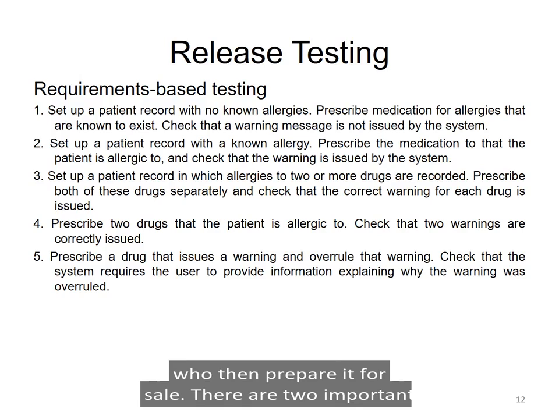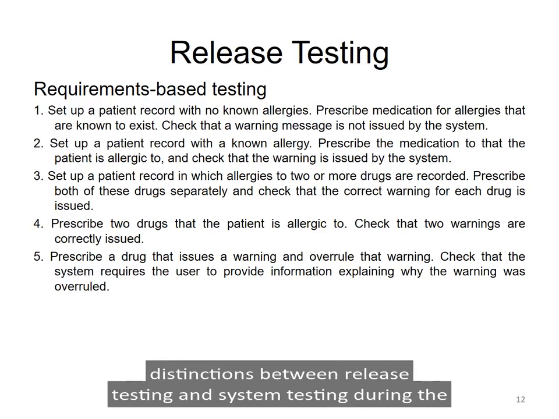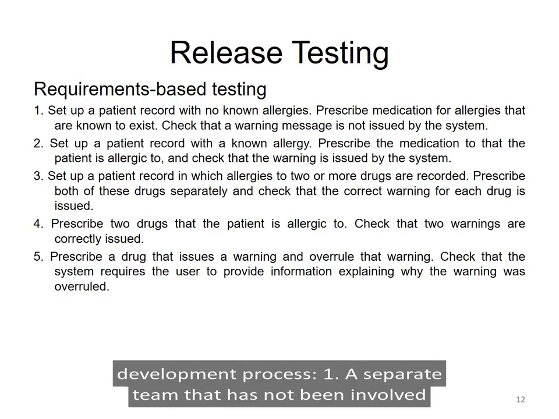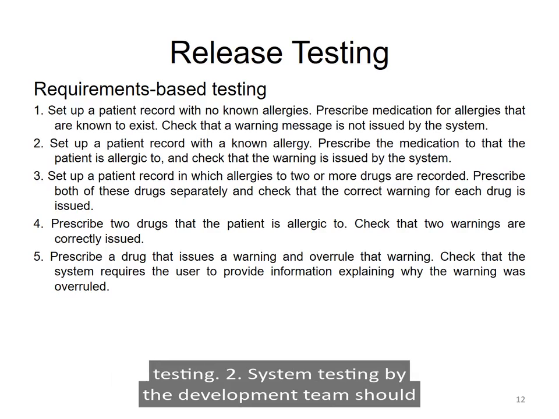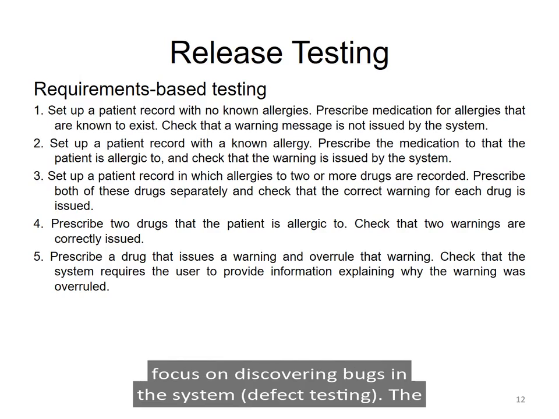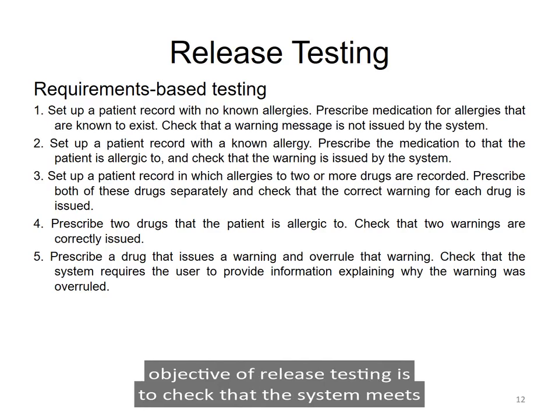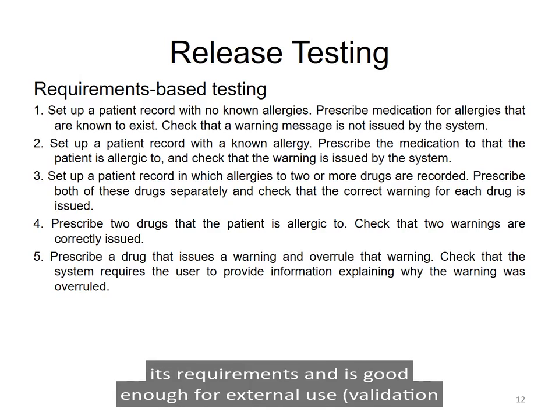There are two important distinctions between release testing and system testing during the development process. Number 1. A separate team that has not been involved in the system development should be responsible for release testing. Number 2. System testing by the development team should focus on discovering bugs in the system. The objective of release testing is to check that the system meets its requirements and is good enough for external use.